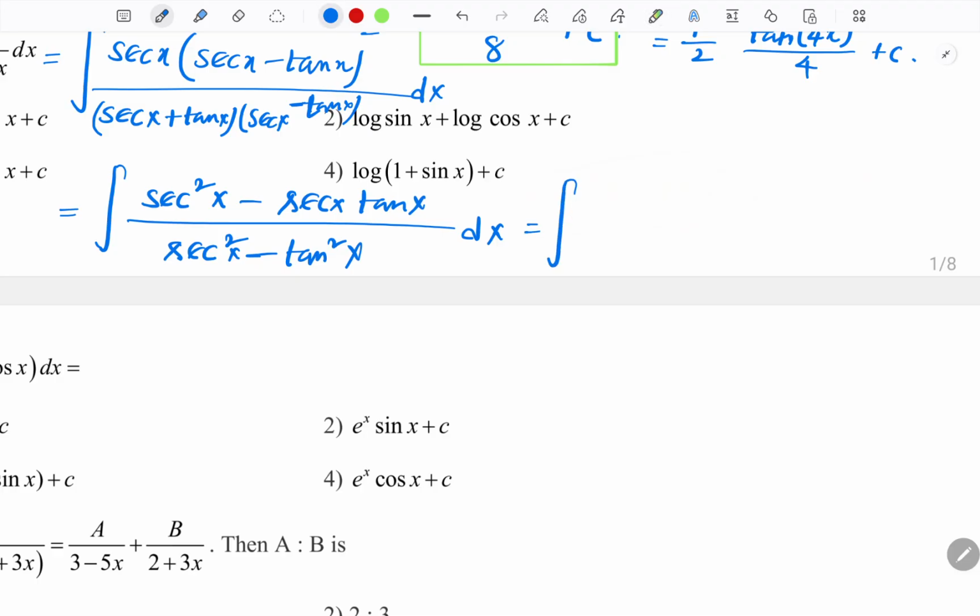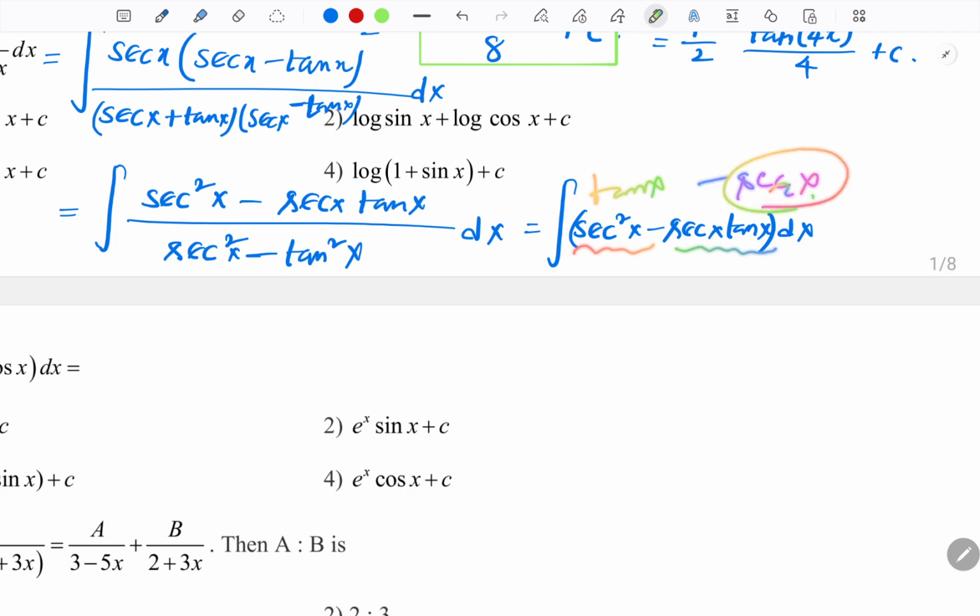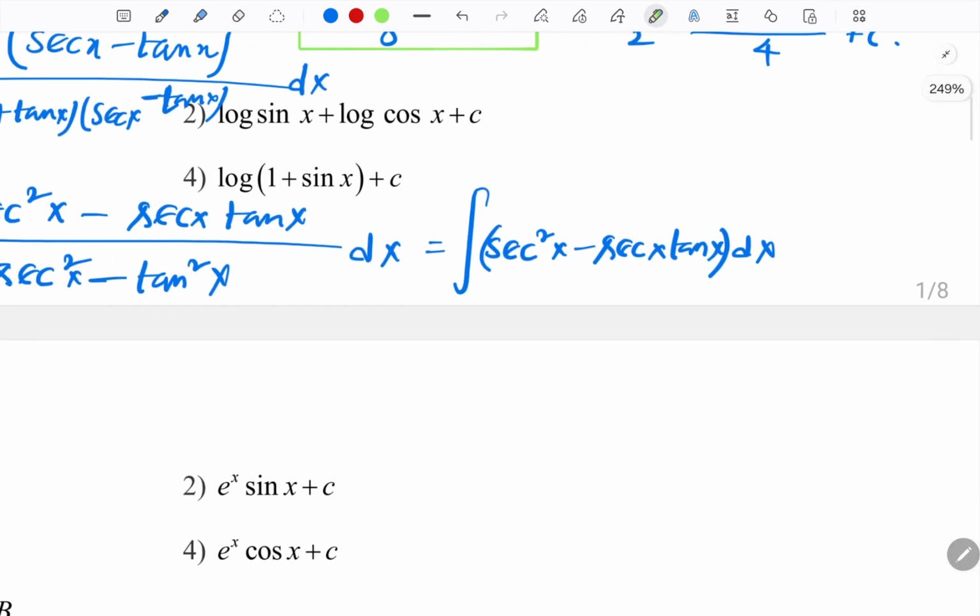So the denominator is nothing, so how many parts in the numerator? Okay, 2 parts. Write down secant square x minus secant x tan x into dx, right? And here students, if I split the integration, integral secant square x and integral secant x tan x, it's secant x, right? Why? Because the derivative of secant x is secant x tan x, and the derivative of tan x is secant square x. Clear? Then what is the final answer from this one? tan x minus secant x plus c. So this is my answer. So see the options and pick the correct one.